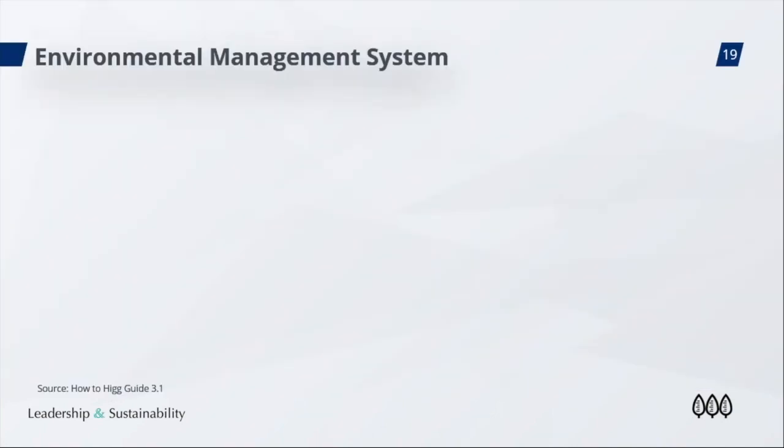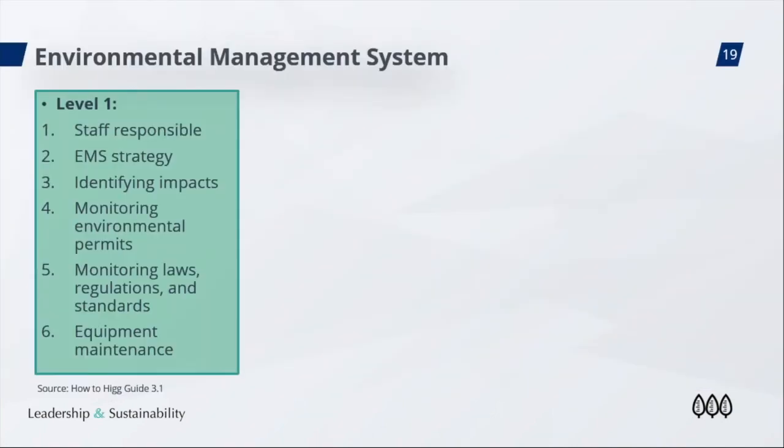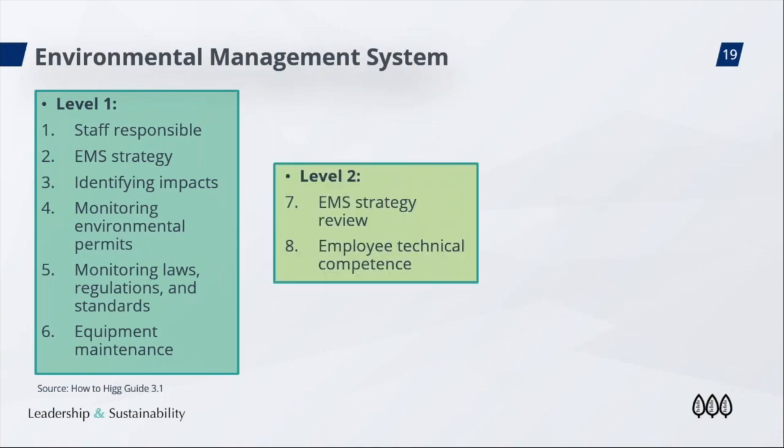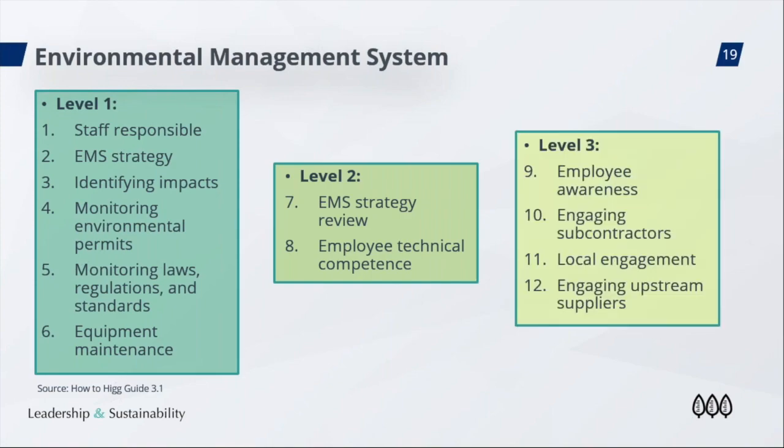And regarding the Environmental Management System section in the Higg, we have the 3 levels here. At level 1, we have 6 questions with the topics you can see here on the screen. At level 2, we have 2 questions, and at level 3, we have 4 questions. And we will now walk you through those questions one by one.